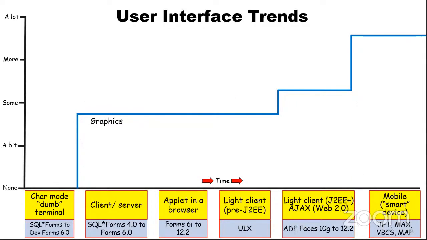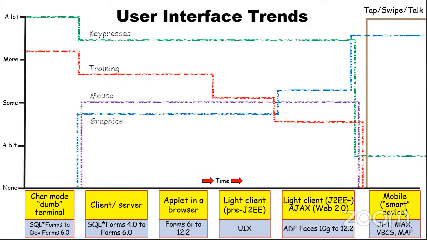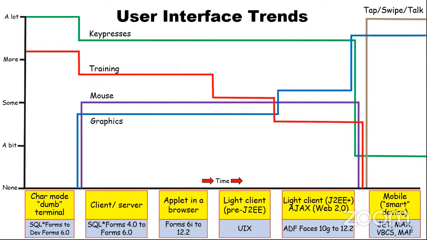Graphics, we started with graphics and client server, and now it's increased over time, and now we're using a lot of graphics. And tap, swipe, and talk, I didn't even put that in the previous thing because it was only for mobile. We didn't really have that. Although, of course, any of these technologies, if you have ADA compliance, you've got talk capabilities. But generally speaking, this is not a standard thing with those technologies.